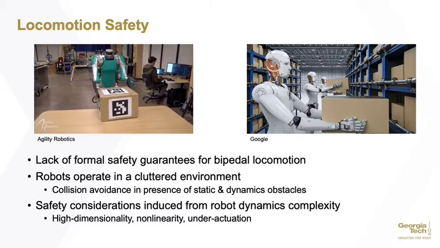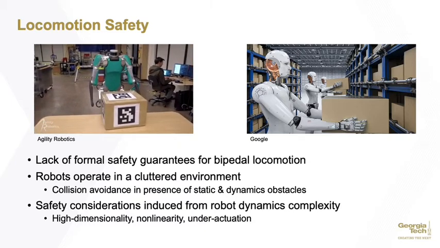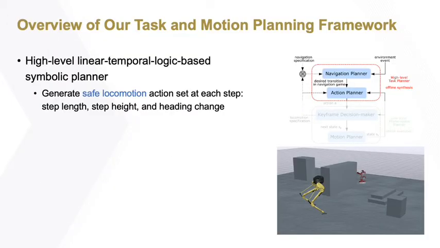We would like to make key steps towards guaranteeing safe locomotion in cluttered environments in the presence of humans or other dynamic obstacles by designing a framework that deals with the high dimensionality, nonlinearity, and under-actuation of these robots. We propose a hierarchical task and motion planning framework that incorporates safety guarantees at each level.